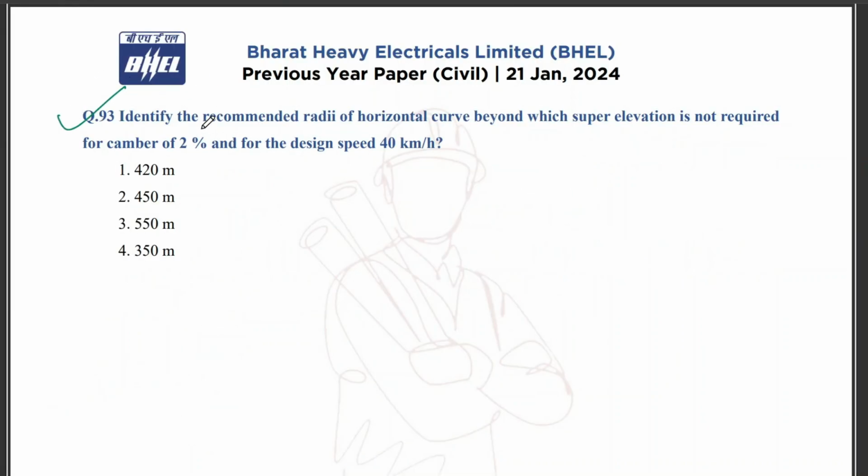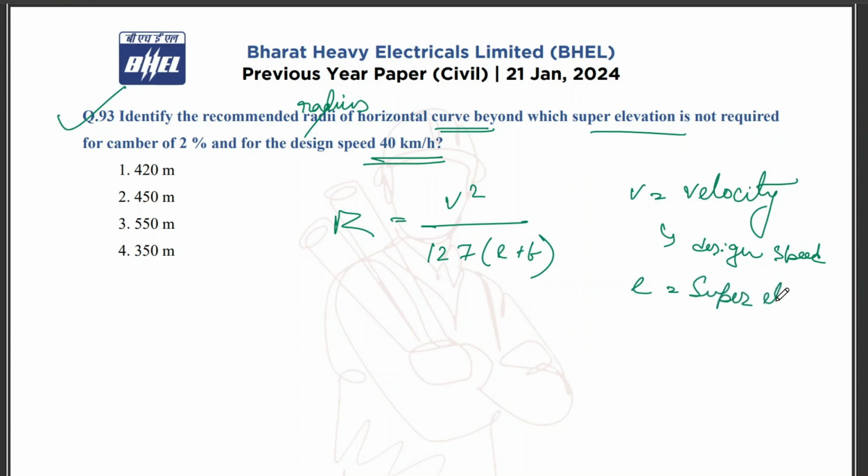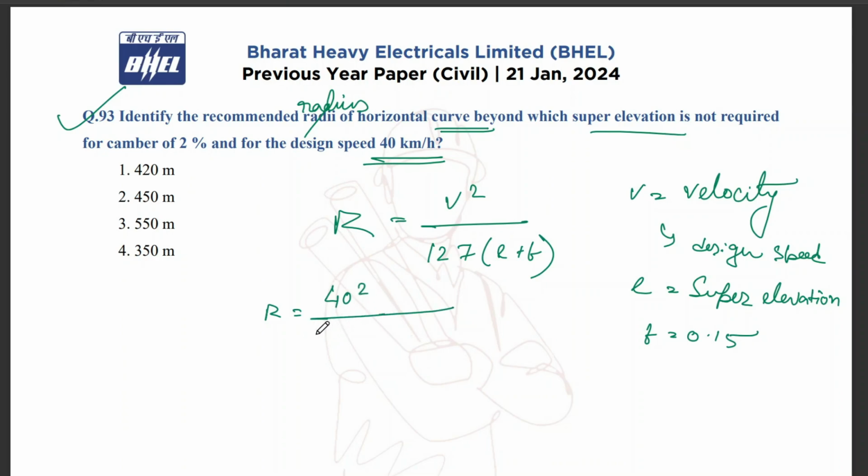Question number 93. Identify the recommended radius of horizontal curve beyond which super elevation is not required for camber of 2% and for design speed of 40 km per hour. So the radius beyond which super elevation is not required, denoted by R, is V square by 127 times E plus F. Here V is velocity, also the design speed. E is super elevation. F is lateral friction factor, which is 0.15. So R equals 40 square divided by 127.